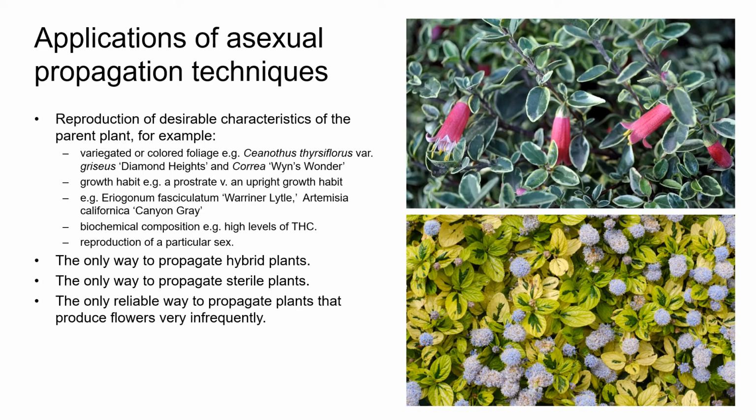Some plants are sterile, meaning they don't produce any seed or don't produce seed that's viable. This means that we have to use asexual propagation techniques for these plants. Some plants bloom very rarely, so again, asexual propagation is usually the only way to propagate these plants on a regular and reliable basis.